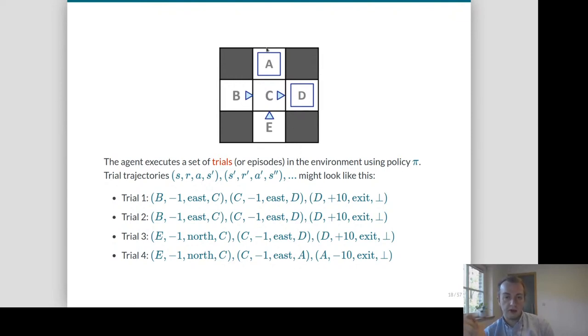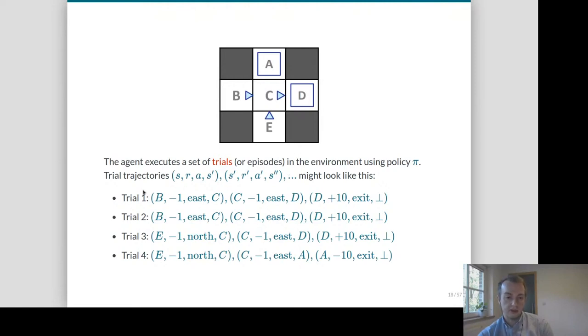Now, if this is your policy shown by these blue triangles, and this is the environment, what will basically happen is that the agent will execute a set of trials in this environment using that fixed policy. And these trials will generate trajectories, which would be a sequence of states, then the reward that you obtain when you reach this state, then the action that you will perform in this state, and then the resulting state S prime. And then you would have a repetition of this state, reward, action, state tuple until you reach a terminal state.